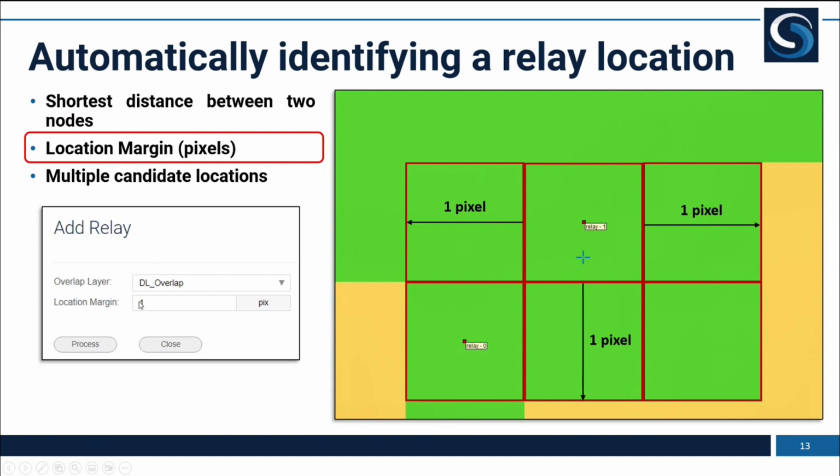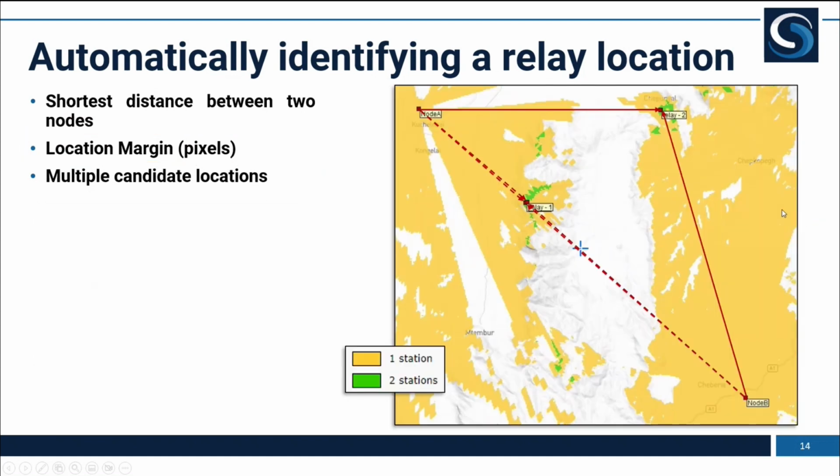And you can increase that margin to 2 and so forth, 3, to get multiple candidate locations. So here's an example where I've done this analysis. I've got 0 and 1, which are right next to each other, and so those are two potential locations. But then I did 2 pixels and I found another location. So the relay location that is the shortest distance between two nodes and has a 2 pixel margin is out here further north on another ridge. And so maybe that might be the one that would actually serve as the best relay location.